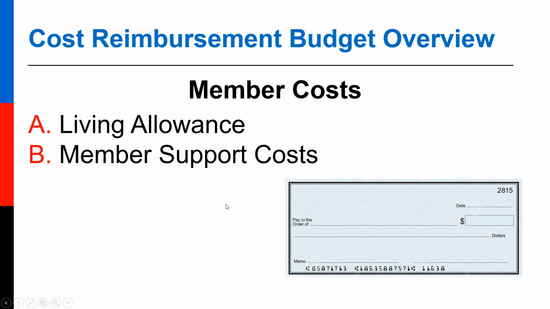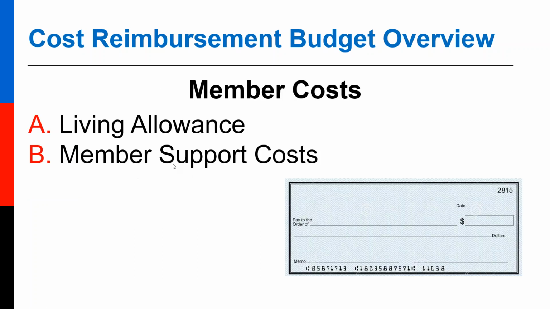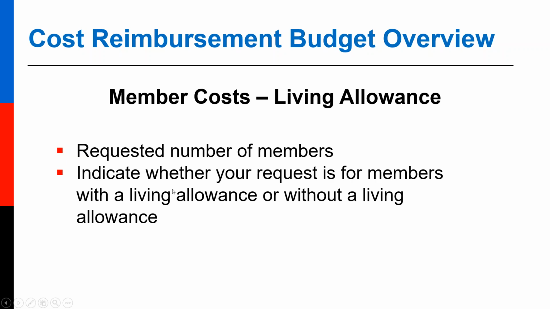All right, so let's move into member costs. This is the second section of your budget, and it's broken into two subsections, Sections A and B: living allowance and member support costs. The first subsection, Section A, is living allowance. It is in this subsection that you will indicate the number of members you are requesting and whether your request is for members with a living allowance or without a living allowance.